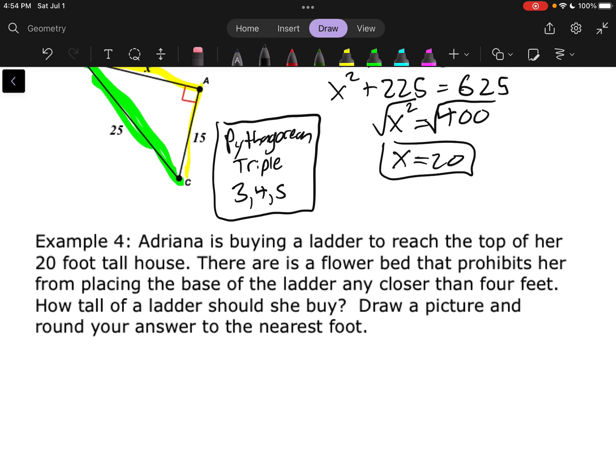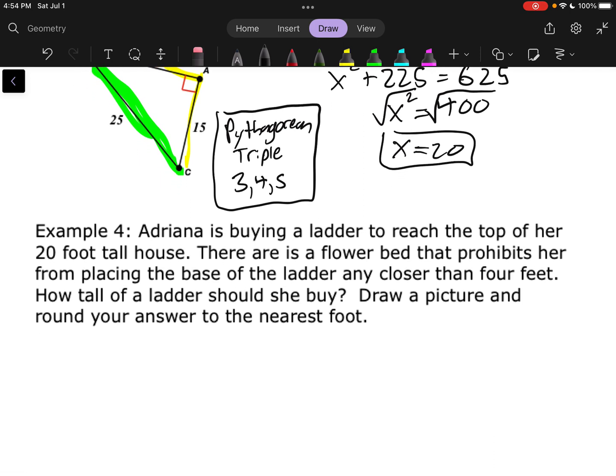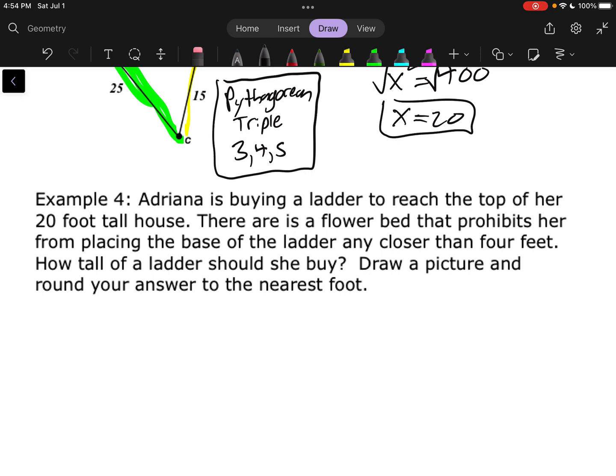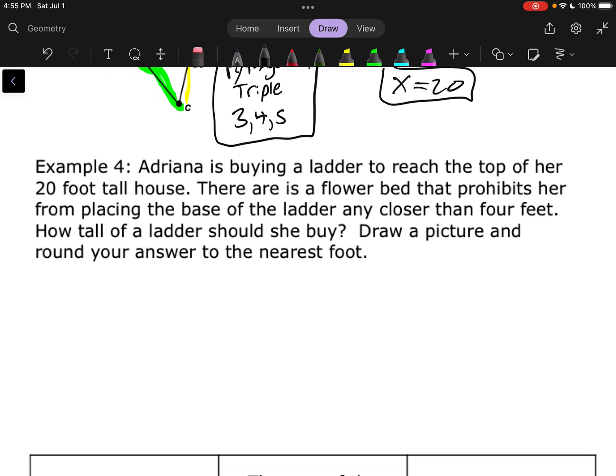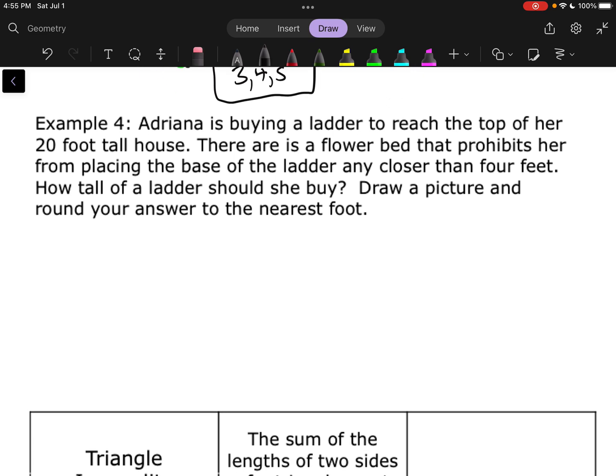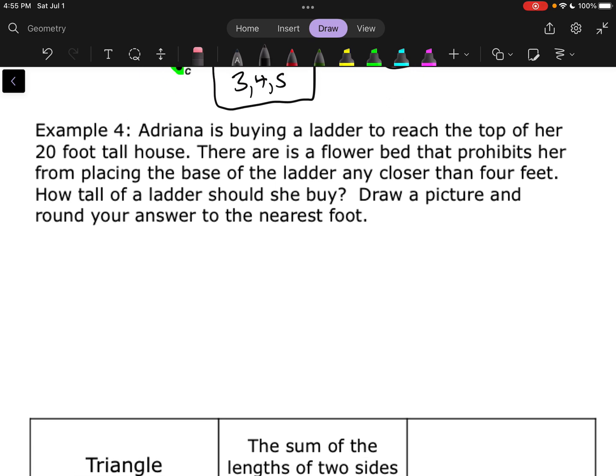Example 4. Adriana is buying a ladder to reach the top of her 20-foot tall house. There's a flower bed that prohibits her from placing the base of the ladder any closer than 4 feet. How tall of a ladder should she buy? Draw a picture and round your answer to the nearest foot. Okay, let me try to draw a picture here.